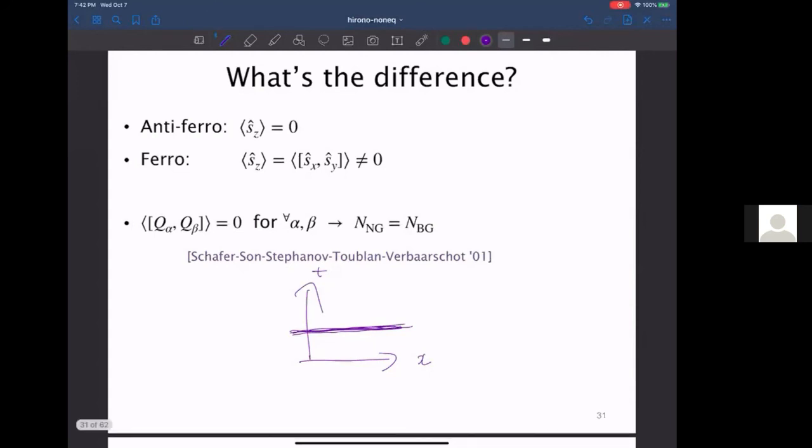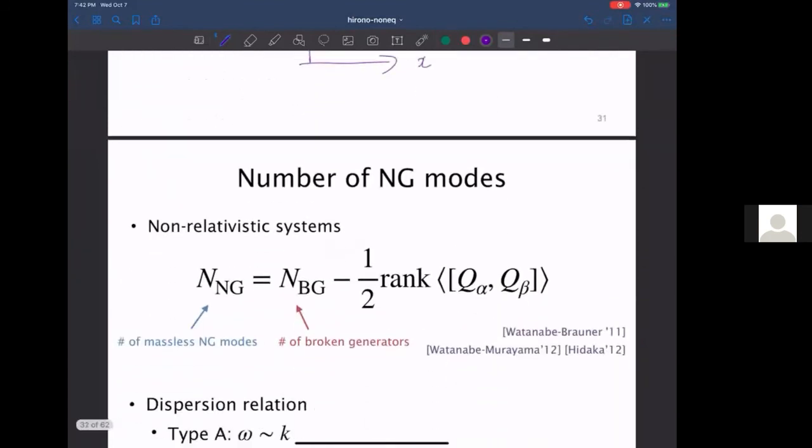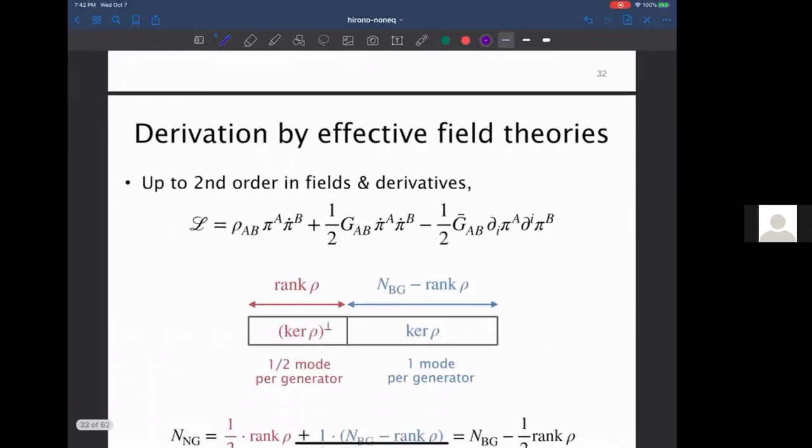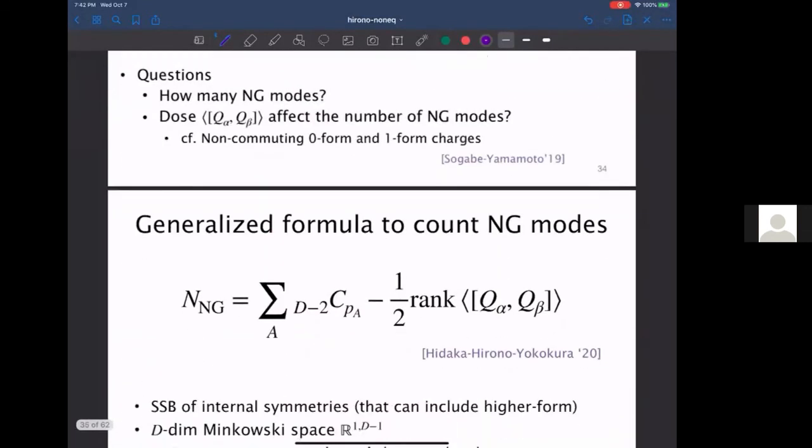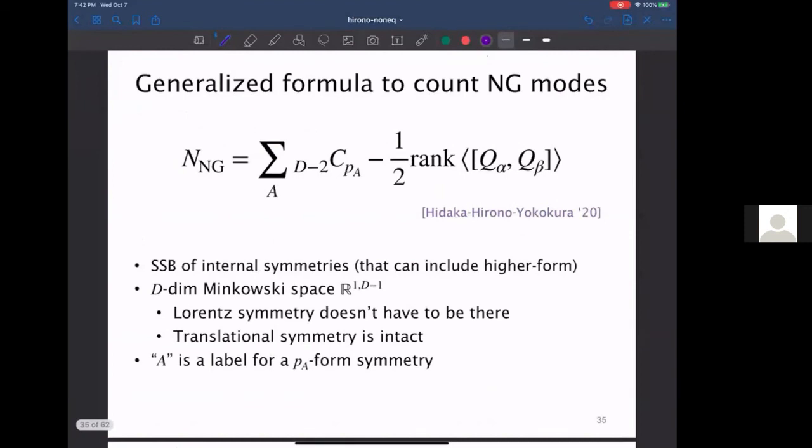Okay, thanks. I have a follow-up then. Regarding these higher form symmetries, is there a possibility that the symmetry breaking vacuum is Lorentz invariant too? And in that case, can you simplify your theorem? Yes. So in the presence of Lorentz invariance, this part should be vanishing.